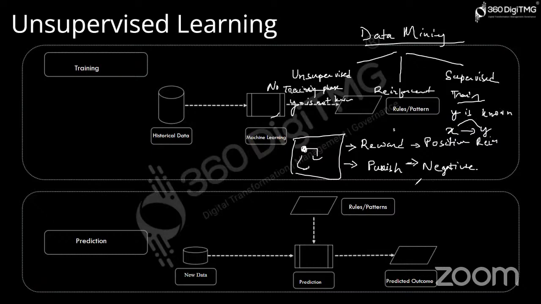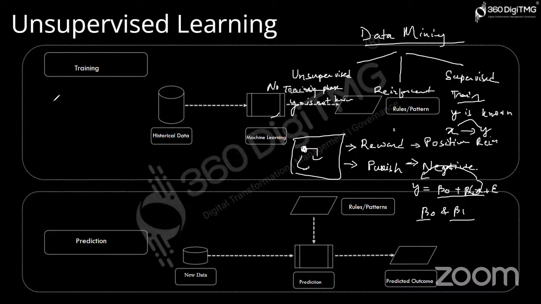Basically, if we represent them with the basic line equation, Y is equal to, suppose, beta 0 plus beta 1 X plus error. Here we are trying to find the relation between X and Y, and this relation is represented by the values of beta 0 and beta 1. If we can find the values of beta 0 and beta 1, we will be able to find Y for different values of X. This is what we are trying to find in the supervised model.